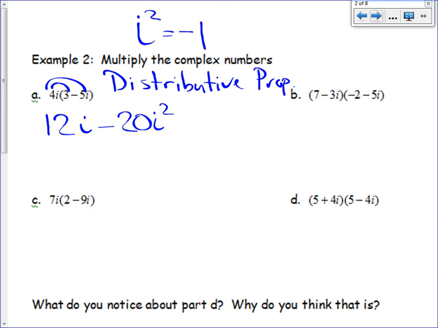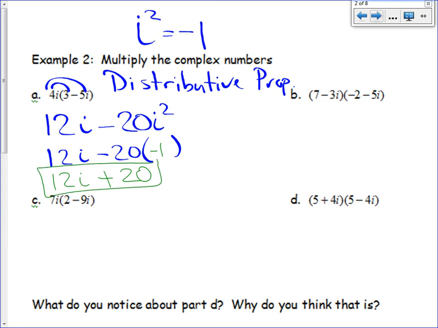All right, you can't leave i squared in your problem because i squared is the same thing as negative 1. So substitute the i squared for negative 1. So then that becomes 12i plus 20. Usually we write the imaginary part second, so it's the same thing as 20 plus 12i. But I won't take off points if you don't write it in order.